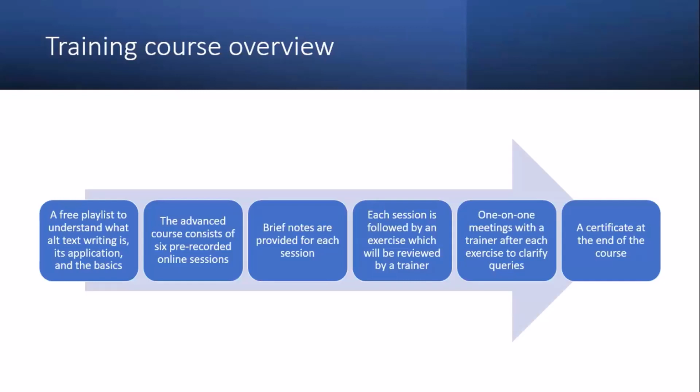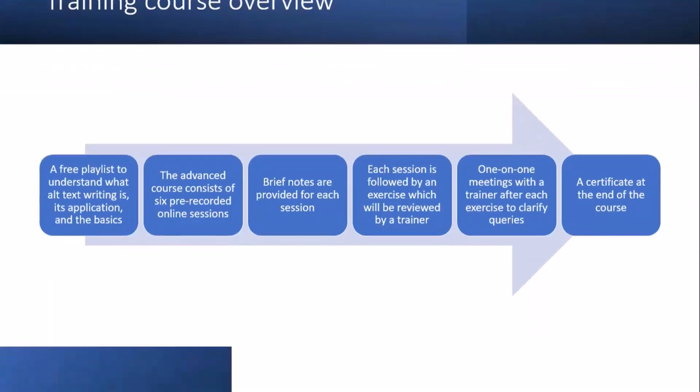So it is better for authors and project managers to learn more about accessibility. The advanced course will consist of 6 pre-recorded online sessions, and we also provide brief notes with each session. After each session is over, we have an exercise which will be reviewed by the trainer. After that, we have one-on-one meetings with the trainer, and each exercise is discussed one-on-one. Then we provide a certificate at the end of the course.